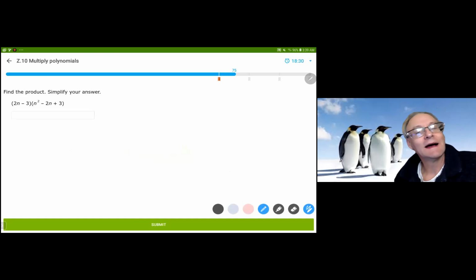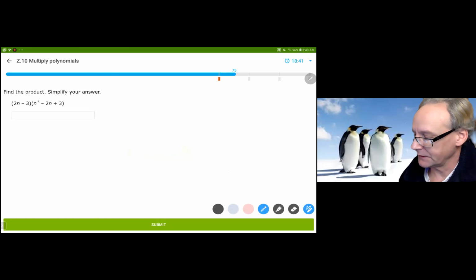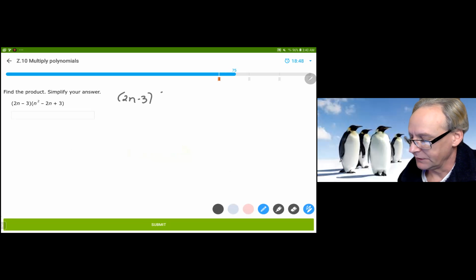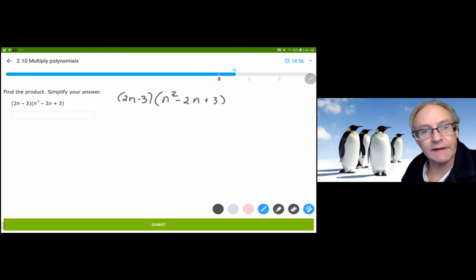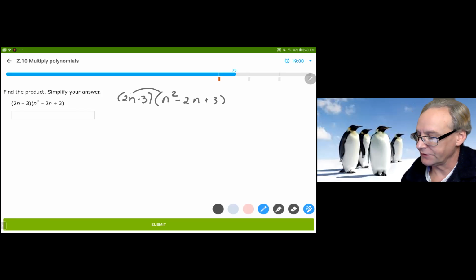All right. I finally got another binomial times a trinomial. Now what I'm going to do is I'm just going to go ahead and distribute the 2n to all three terms. Now normally I wouldn't do this, but I'll do it for you. 2n minus 3 is being multiplied by n squared minus 2n plus 3. Now I'm going to write it over here so that I have a little more space. Now I'm going to multiply the 2n times all three terms.